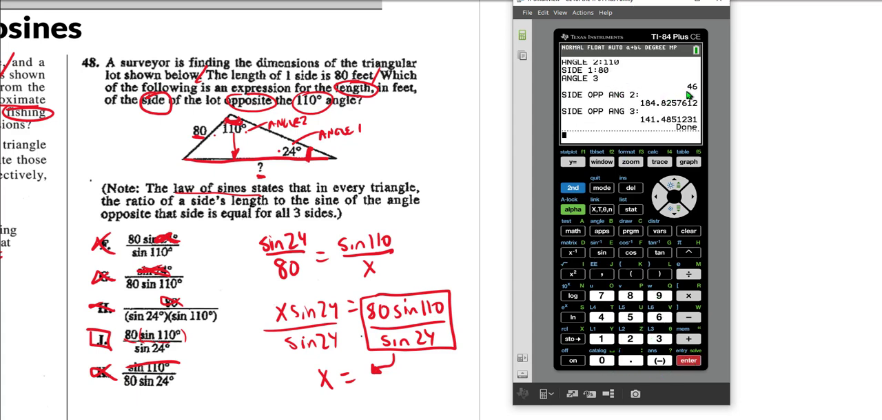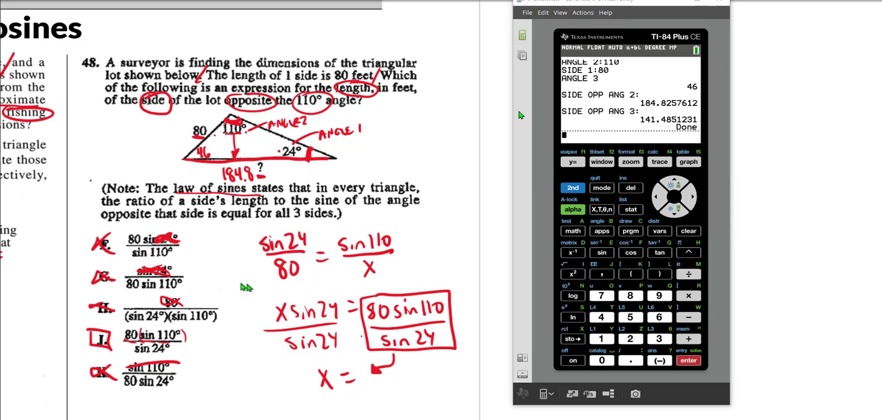Angle 2 will be the 110, and then side, I don't need to label that because there's only one side. So notice the program has given me the third angle, which is 46 degrees. It has given me the side opposite angle 2. Well, angle 2 was the 110-degree angle. The side opposite that angle is 184, according to my program, 184 and some change. So let's say 184.8.